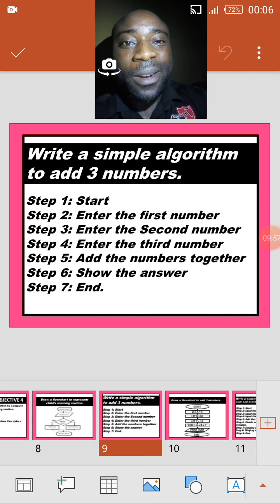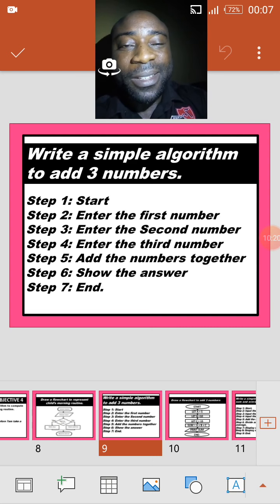Now this is another algorithm to add 3 numbers. Now let's look at it together. Step 1, start. Step 2, enter the first number. Step 3, enter the second number. Step 4, enter the third number. Step 5, add the numbers together. And step 6, show the answer.